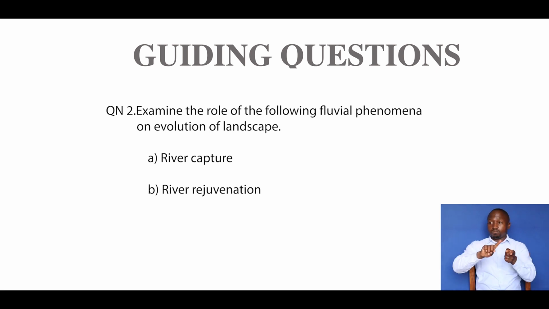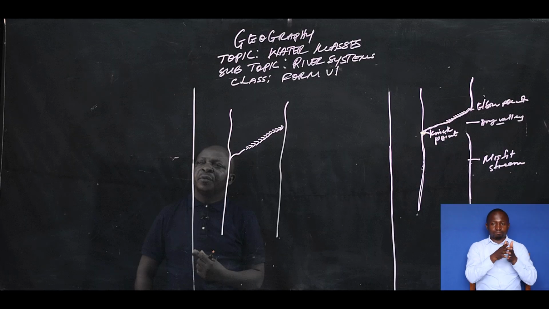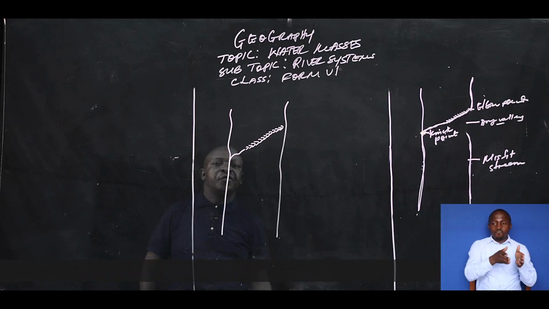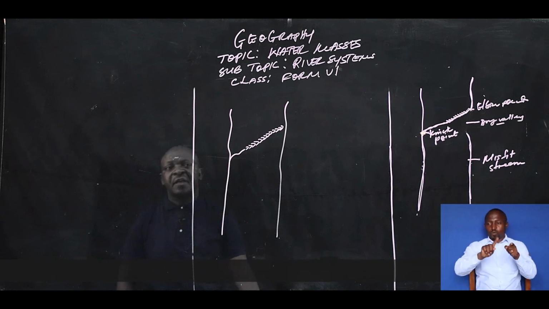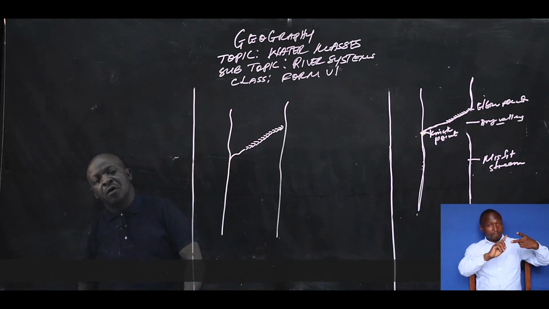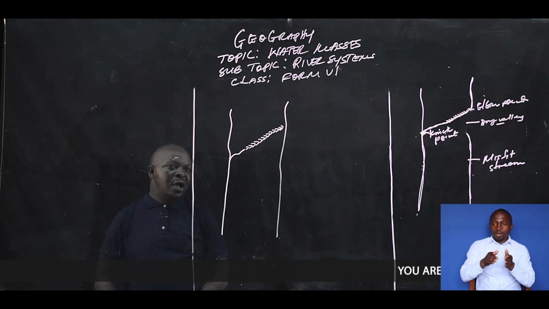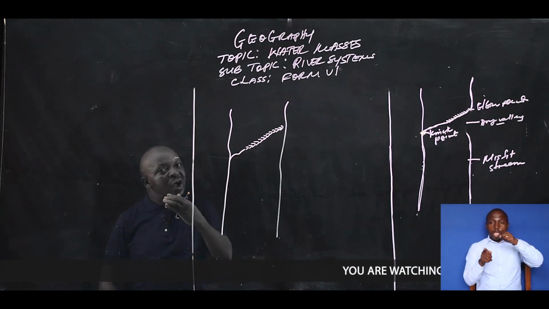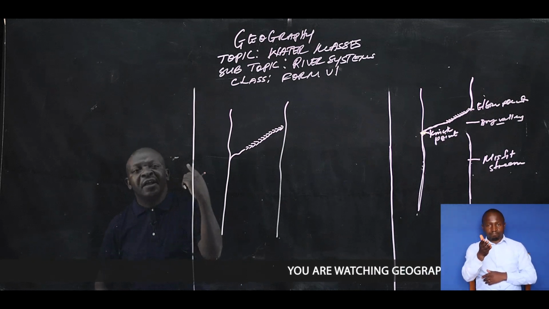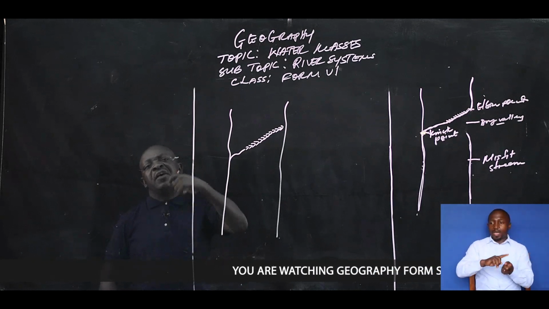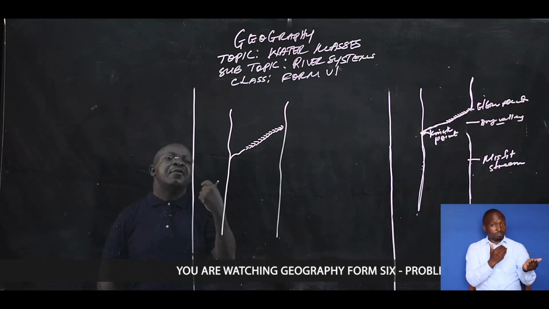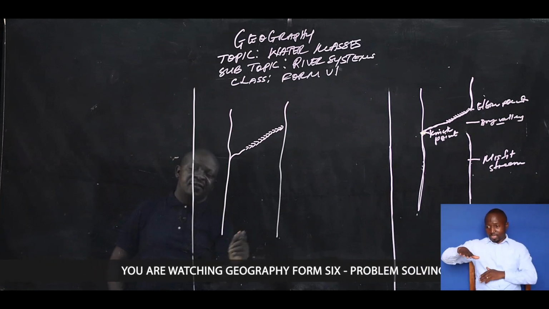But remember, our question has two parts, A and B. A, we are to show the role of river capture on the evolution of landscape. B, the role of river rejuvenation on the evolution of landscape. My dear students, I would like you to have the same idea. River rejuvenation also makes the evolution of landscape by forming certain features.